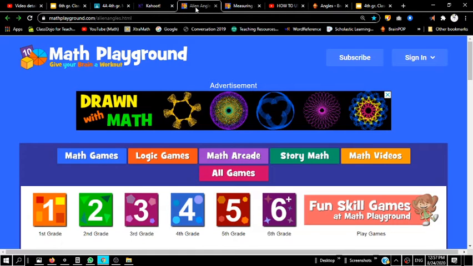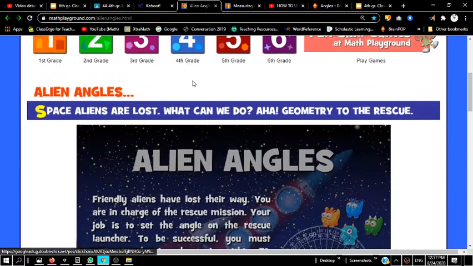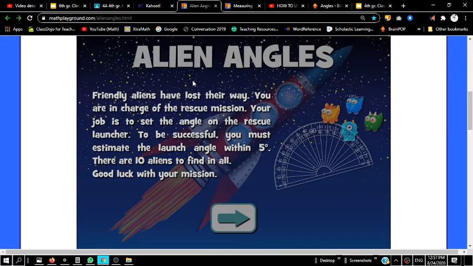Let's take a look at this resource right here, Math Playground. It says that friendly aliens have lost their way. You are in charge of the rescue mission. Your job is to set the angle on the rescue launcher. To be successful, you must estimate the launch angle within 5 degrees.